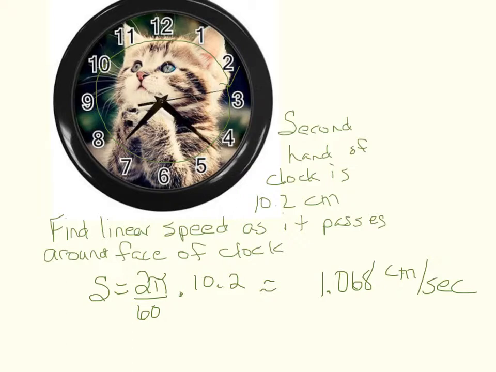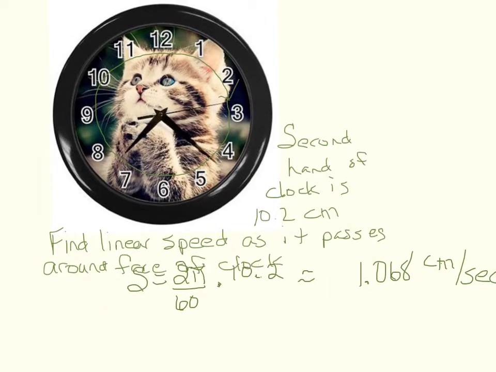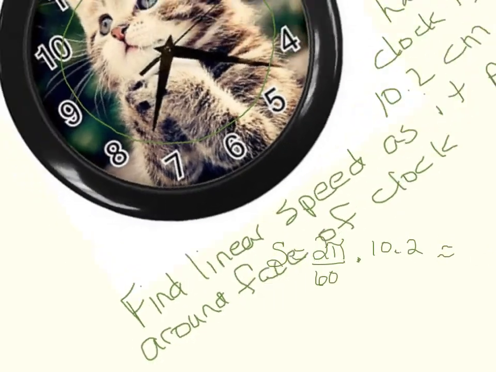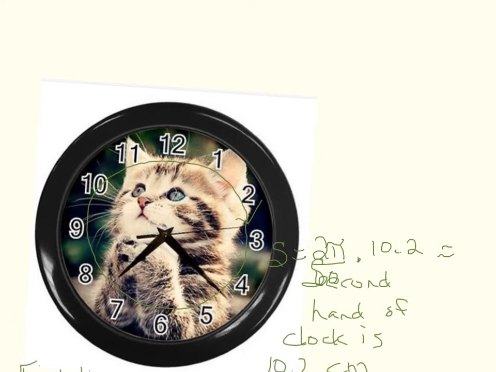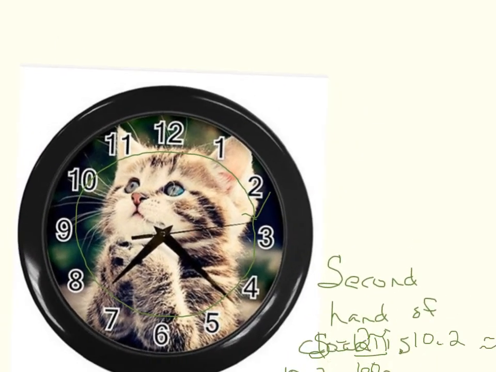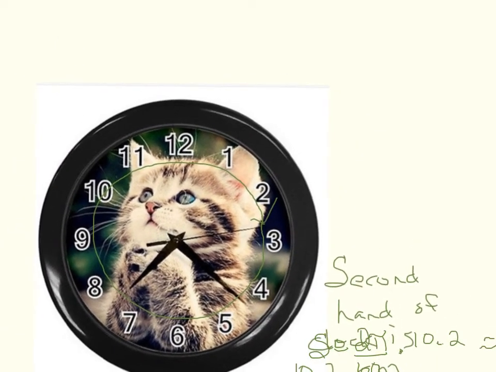Mm-hmm. So let's think of another one. Same kind of example. Let me see. I can't move it. Well, we'll just move the clock down. Okay, so let's look at a different clock. This time, the second hand is 8 centimeters. Find the linear speed here as it passes around the face of the clock.